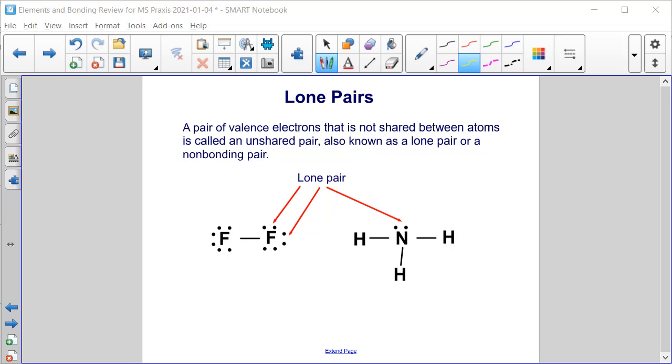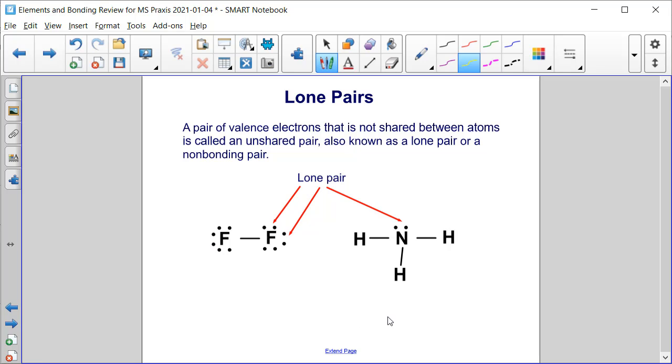So the remaining electrons that are shown there as dots, once the dashes are drawn, are known as lone pairs. So a pair of valence electrons that is not shared between atoms is called an unshared pair, often called a lone pair, sometimes called a non-bonding pair. So you can see this is our fluorine example from before. Each of these fluorine atoms has 1, 2, 3 lone pairs.